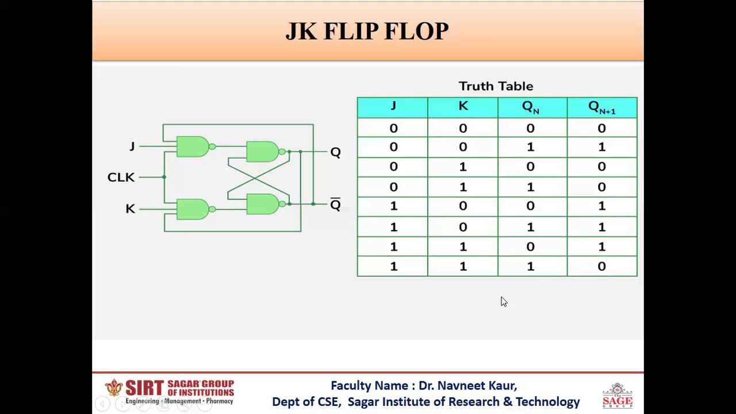Now, if you remember the SR flip-flop, in the condition when both inputs are equal to 1, we come across the indeterminate condition, which is also known as the forbidden state. To avoid that state, the JK flip-flop is used.